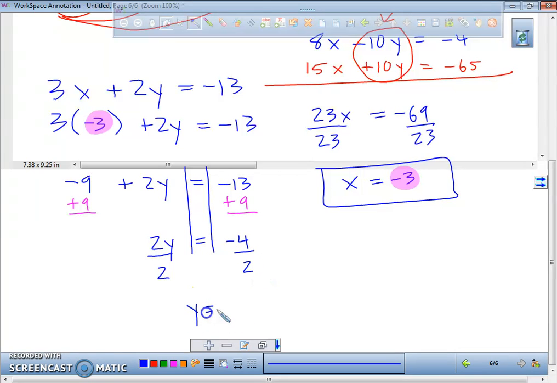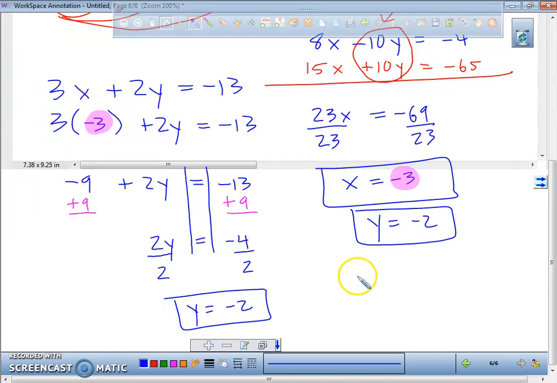Divide both sides by 2 and y equals a negative 2. So what are my two answers, everybody? Negative 3 and negative 2. As an ordered pair, that would be negative 3, negative 2. You can just say x equals negative 3, y equals negative 2.